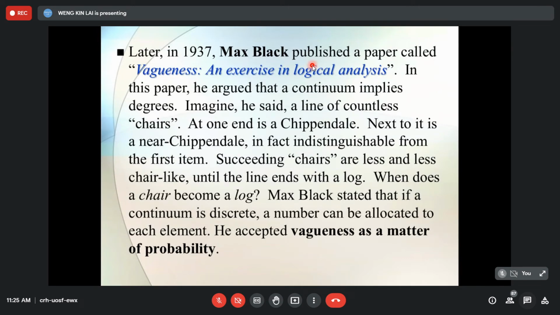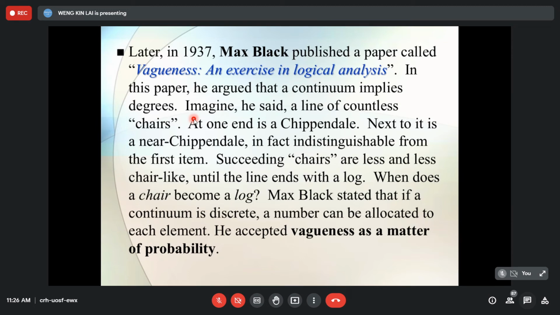In this paper, Max Black argued that a continuum implies degrees. That means that going continuously from 0 to 1 implies degrees. Same thing, right? Because from 0, maybe not true, until 1, very true. So imagine now, he said, a line of countless chairs. His example is based on chairs, I think as a simple example. In the Western world, for example, for those into this kind of art, I'll call it art, one end is Chippendale. There's still one extreme end, Chippendale. It's a chair.